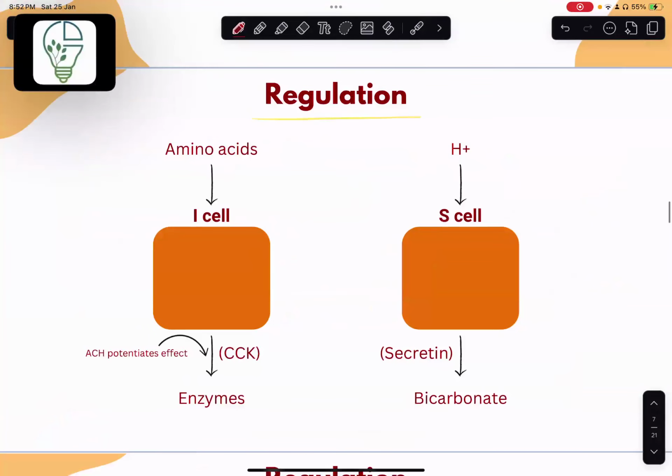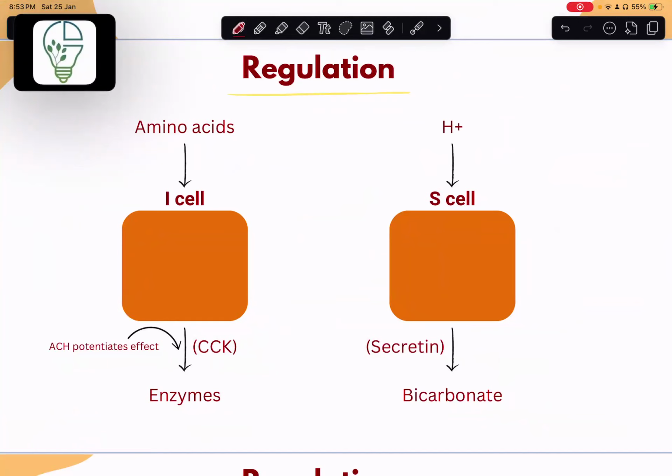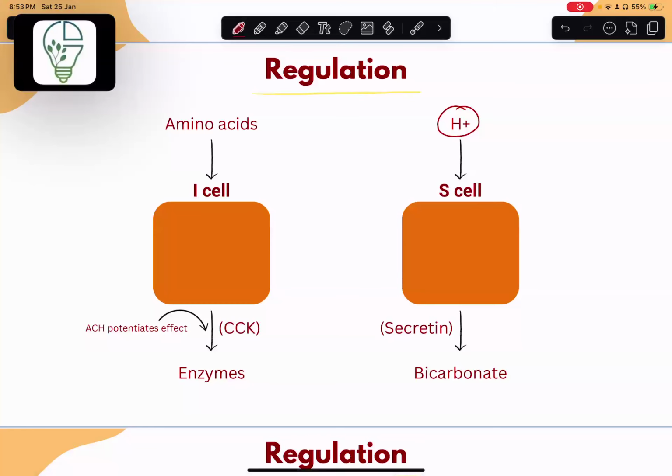Going next to the regulation of the secretions. Of course, we do not need to know details. We don't need to go into the cellular signaling and stuff like that. No need to go into details. Just know the general idea. We have a stimulus for the S cells. It's the protons, H plus acid. And for the I cell, it is the amino acids.